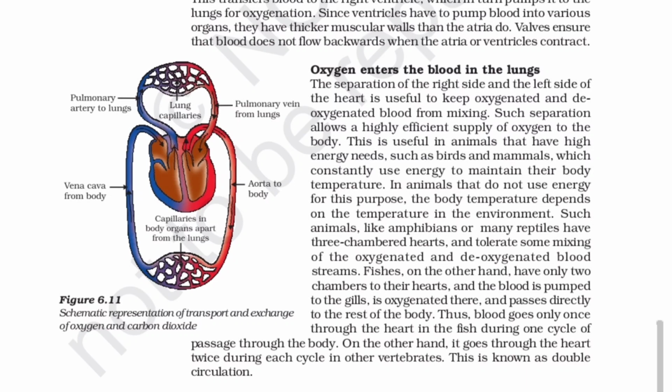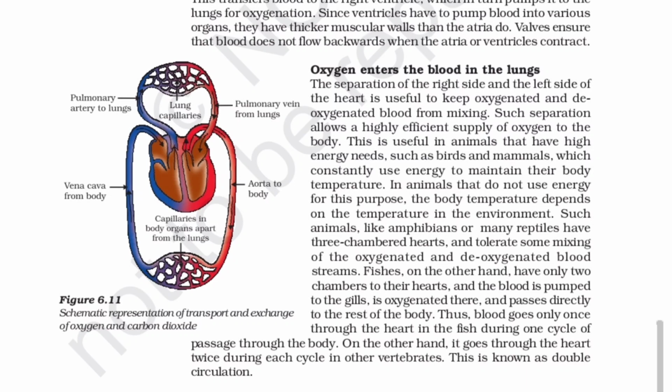In animals that do not use energy for this purpose, the body temperature depends on the temperature in the environment. Such animals, like amphibians or many reptiles, have three-chambered hearts, and tolerate some mixing of the oxygenated and deoxygenated blood streams. Fishes, on the other hand, have only two chambers to their hearts, and the blood is pumped to the gills, is oxygenated there and passes directly to the rest of the body.